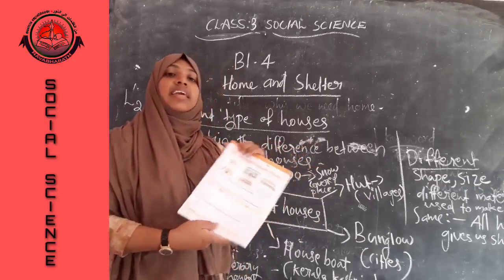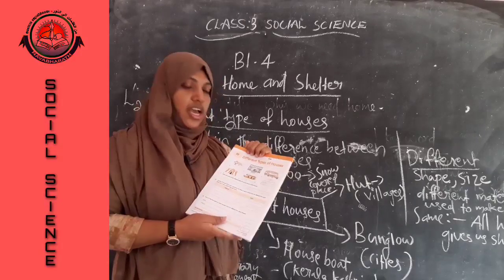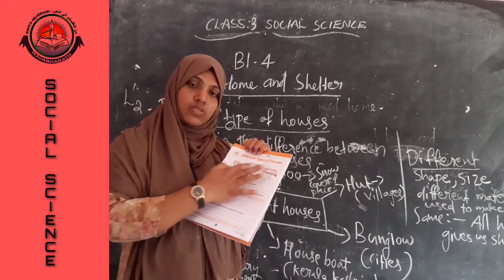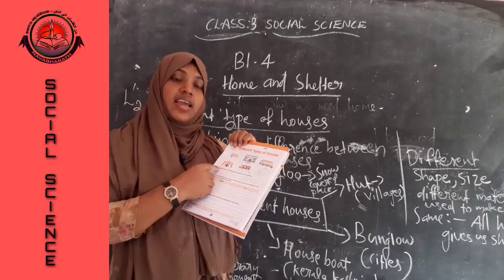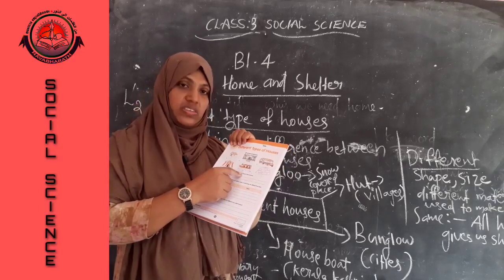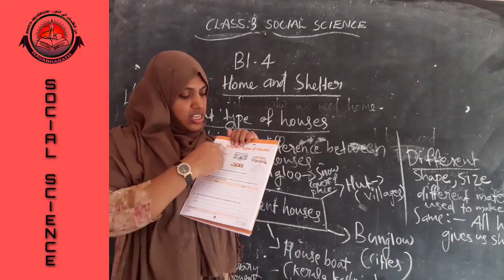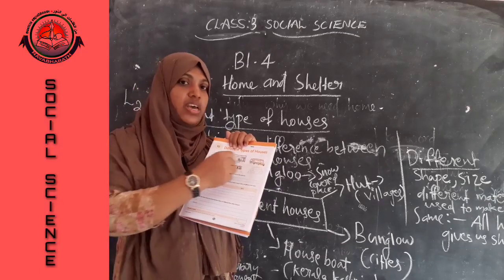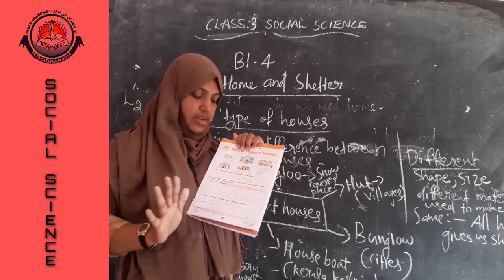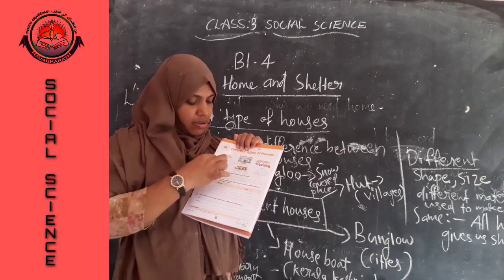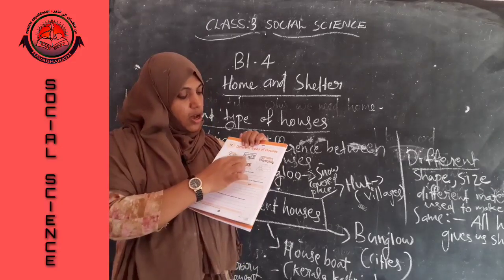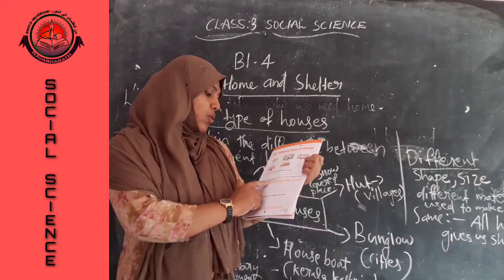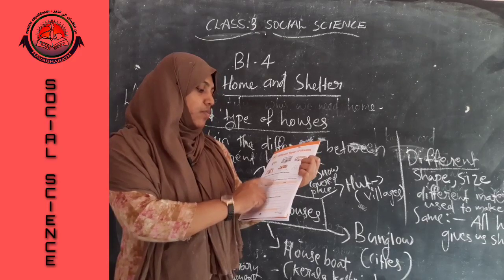Then next, S2, different types of houses. Pictures of different types of houses are given here. First question, write the name of the different types of houses shown in the picture. Look at these pictures and write their names in the given place. A, B, C, D, E, F, right? Hut, bungalow, caravan, tent, houseboat and igloo.